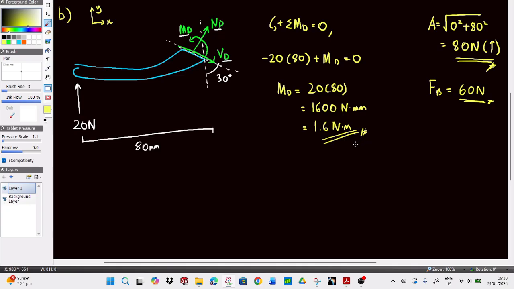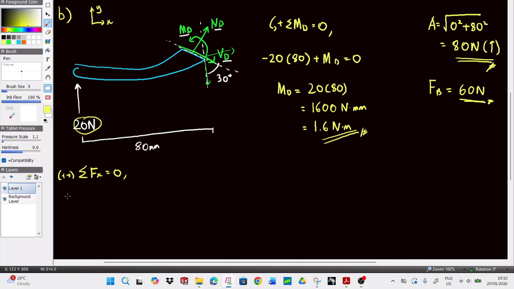Pretty simple. Now for your normal force and shear force, you have to use your other two equations of equilibrium. So basically your sum of Fx equals 0. This 20 Newton is clearly going in the y-axis, so there's nothing about it in the x direction. So we have to resolve the other two. In this case, VD has a cosine component going downwards, which we're not interested in, but it also has a sine component going in the positive direction of the x-axis.